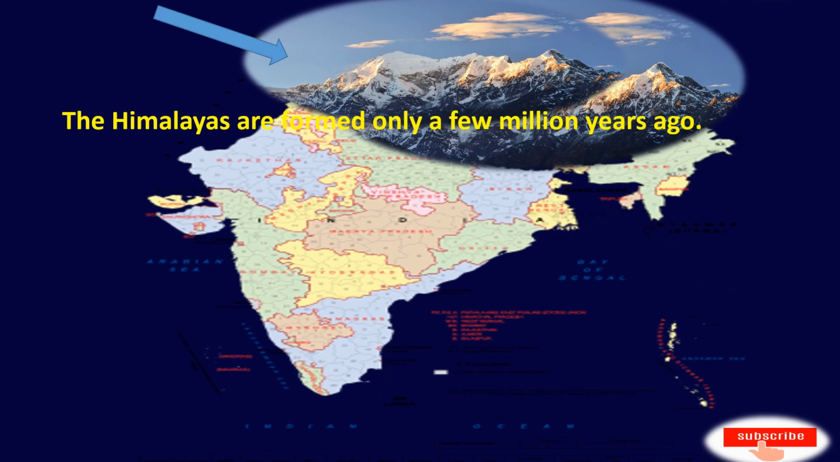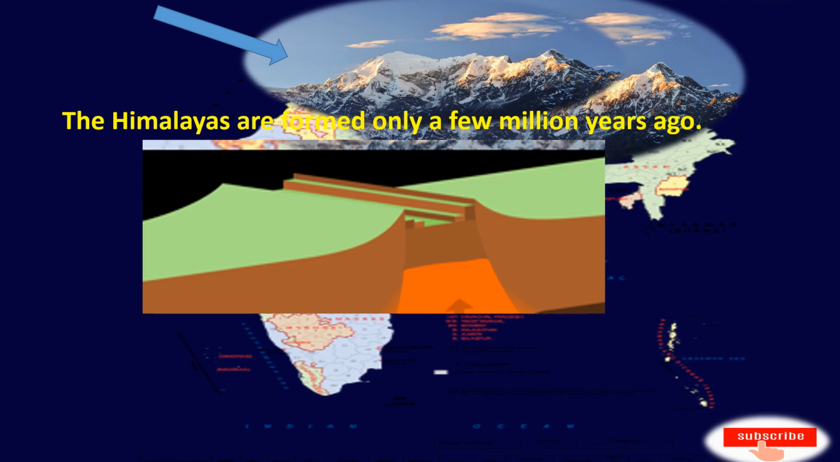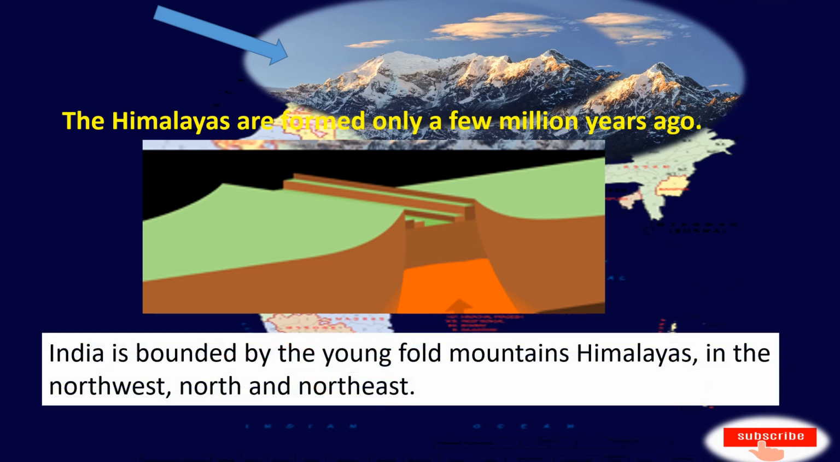Why are they called fold mountains? They are called fold mountains because they are formed when two or more tectonic plates are pushed together. Himalaya mountains are formed because two or more tectonic plates are pushed together, as you can see in the picture. So Himalayas are called fold mountains. Therefore, the Himalayas are called Young Fold Mountains, and India is bounded by the Young Fold Mountains, Himalayas, in the northwest, north and northeast.